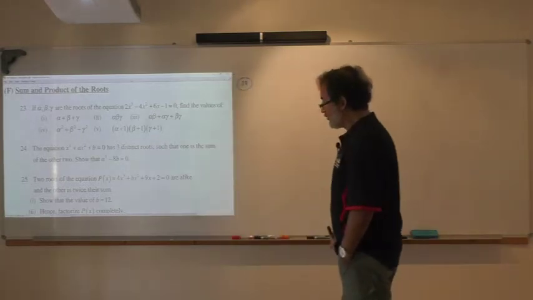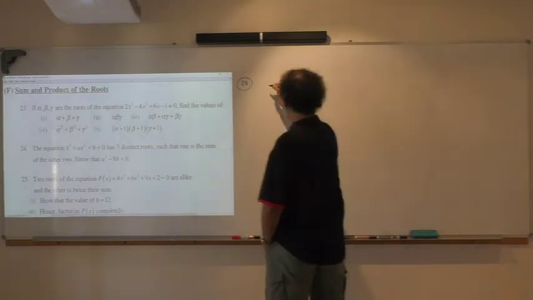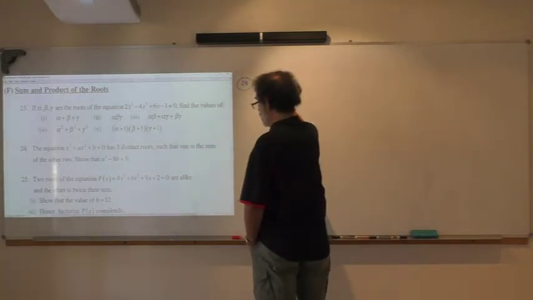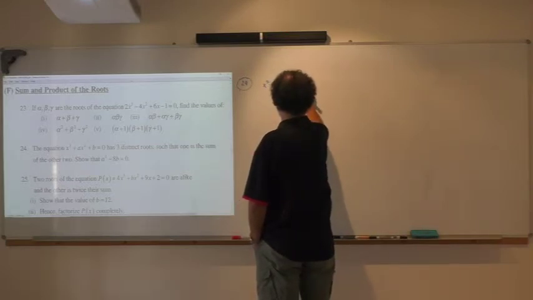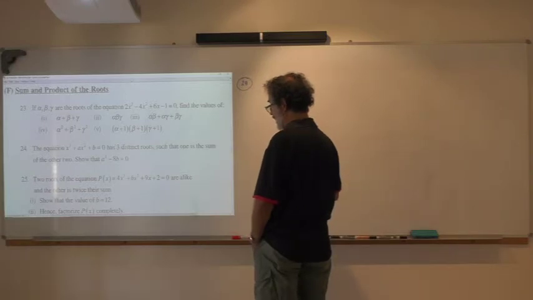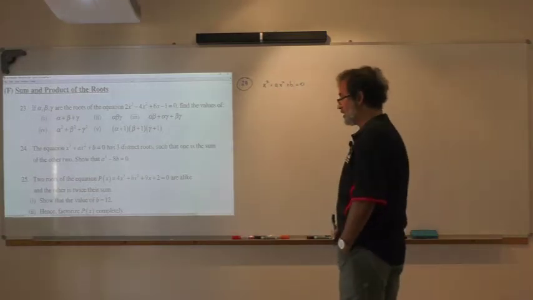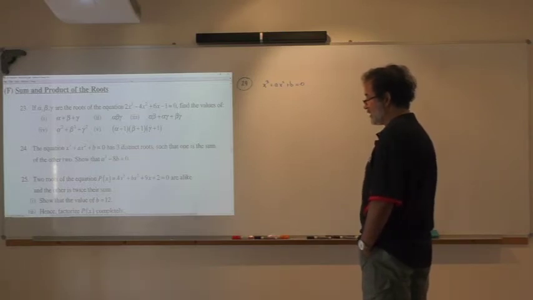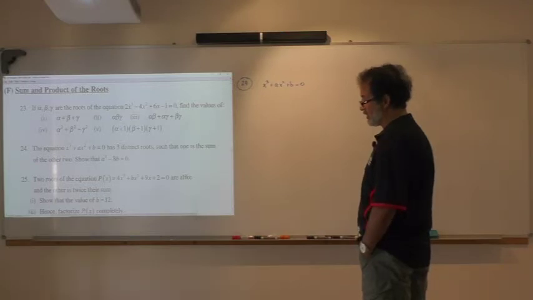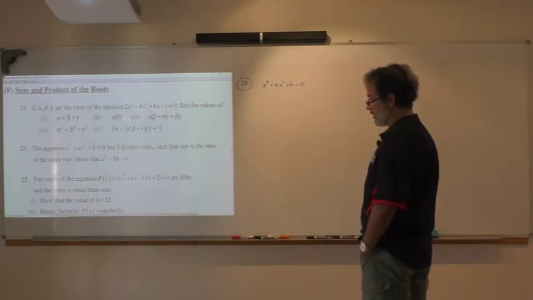Okay, in question 24 we have a cubic, x cubed plus ax squared plus b equals 0. And they say that they have 3 distinct roots, so 3 different roots, such that one is the sum of the other 2.